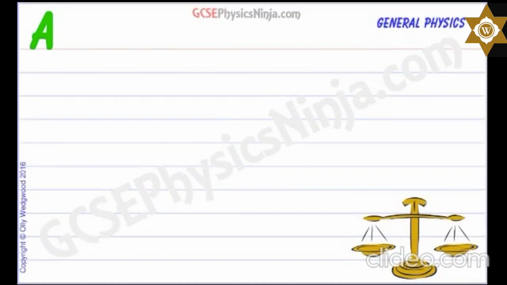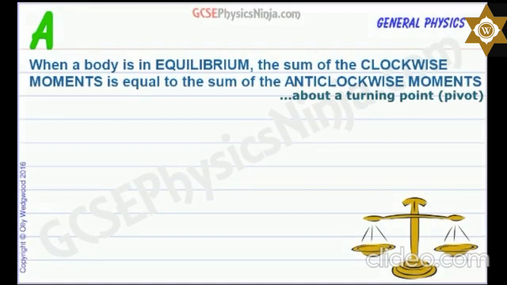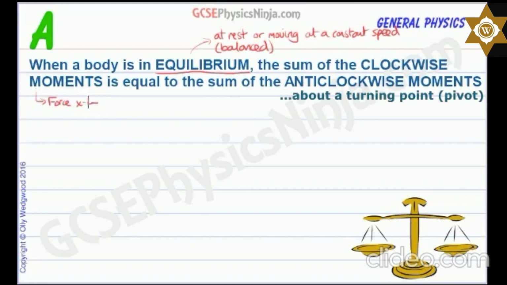So first of all, here's the definition of the principle of moments. When a body is in equilibrium, i.e. it is at rest or moving at a constant speed, and I'm just going to put here balanced because it will usually be with reference to a balanced system, then the sum of the clockwise moments is equal to the sum of the anti-clockwise moments. And remember that a moment is the force multiplied by the perpendicular distance from the force to the pivot.